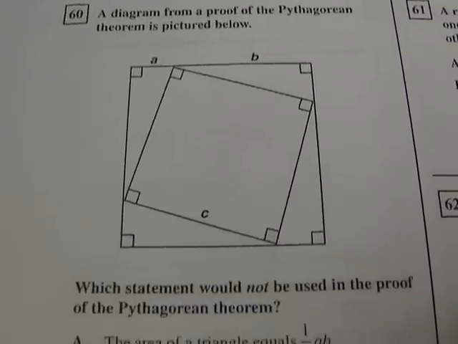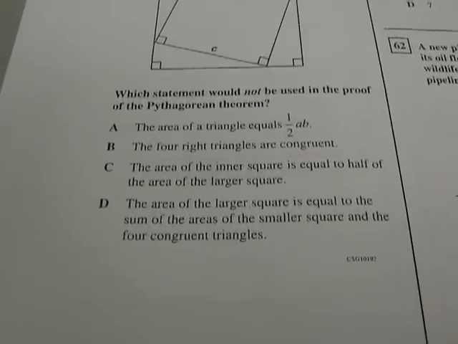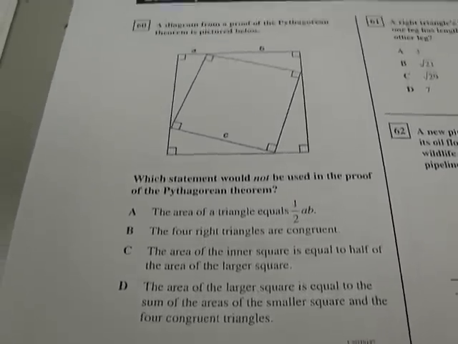So there it is. Which statement would not be used in the proof of the Pythagorean theorem? Alright, so it has 4 different statements. I think the best way to do it is to do the proof ourselves.